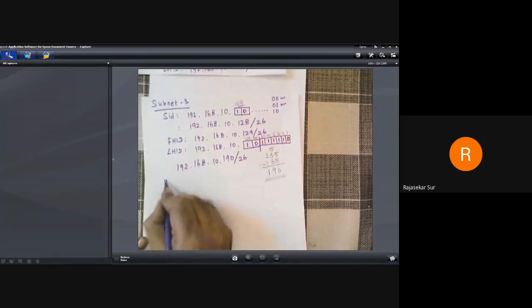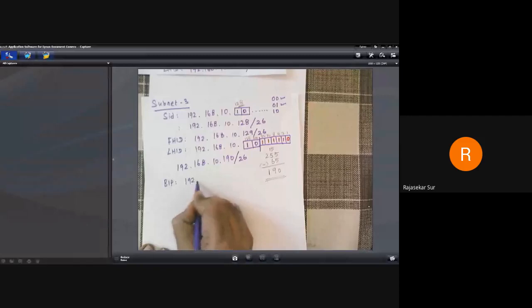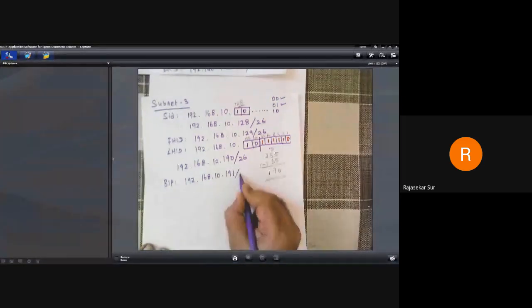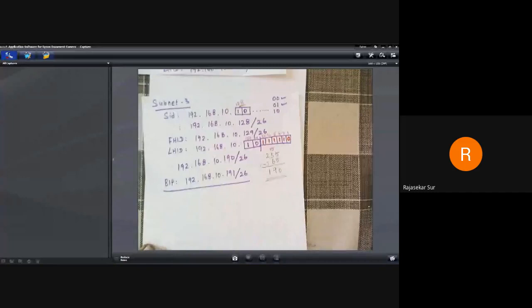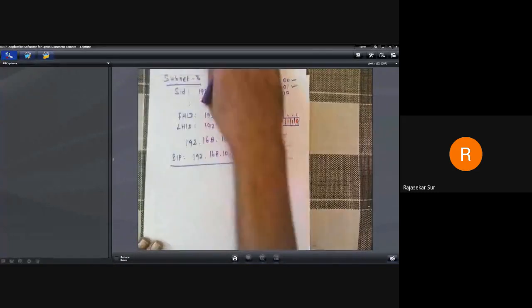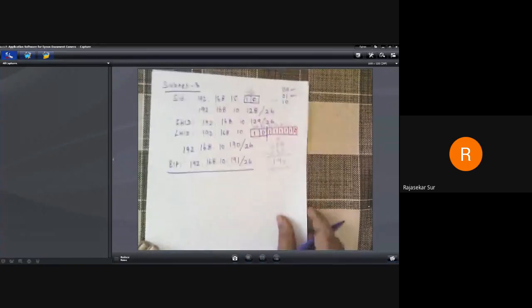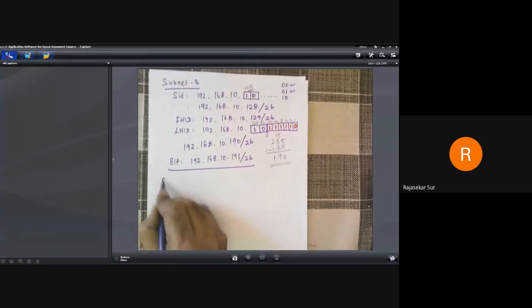Then what is the broadcast IP address? The broadcast IP address is going to be 192.168.10.191/26. This is the broadcast IP address. So that is completed for subnet 3. Now I'm going for subnet 4.